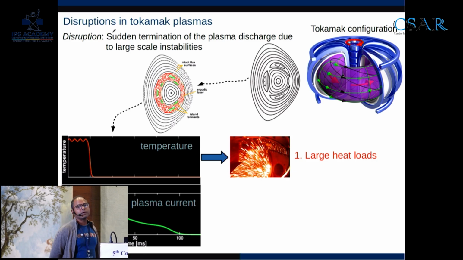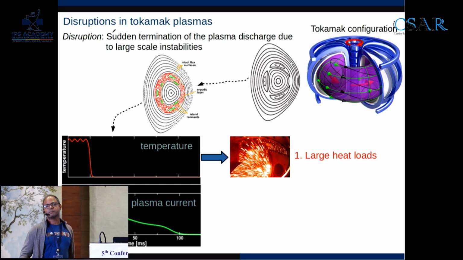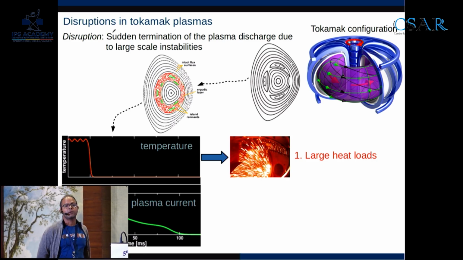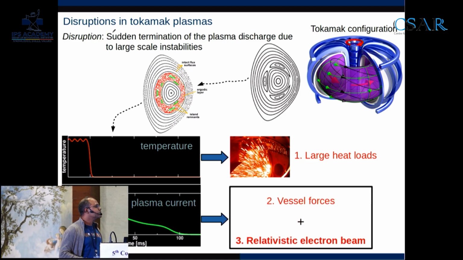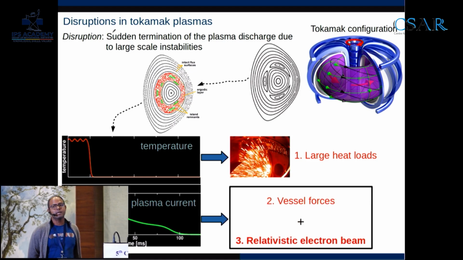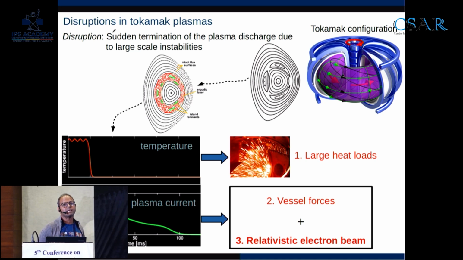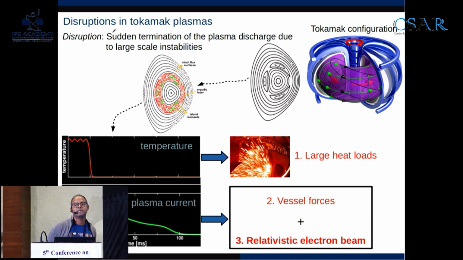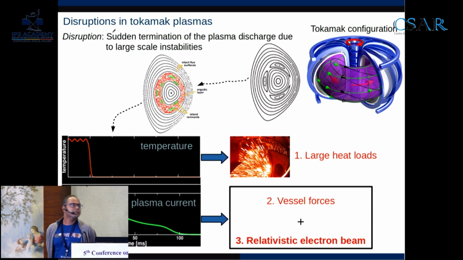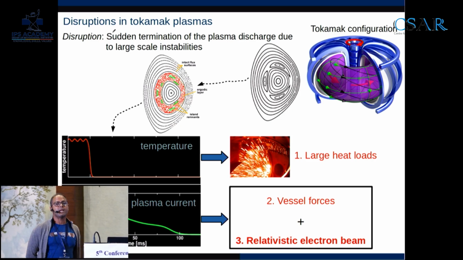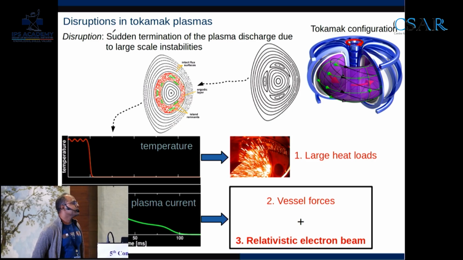Typically in our tokamaks, the drop of the plasma current happens over a time scale of a few tens of milliseconds. The impact of this drop in plasma current is that, since the magnetic field is changing very fast, the vessels or the structures that surround the plasma will have currents induced in them, and they will cross with the existing magnetic field and develop very large forces. So that is also a detrimental effect.